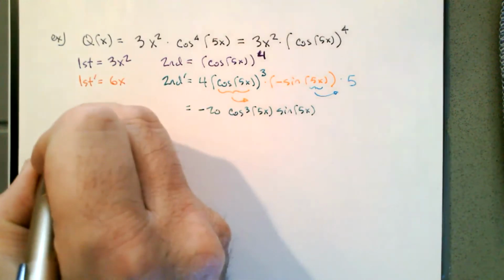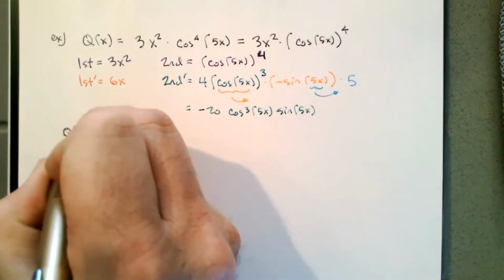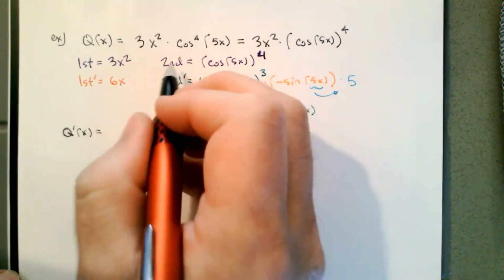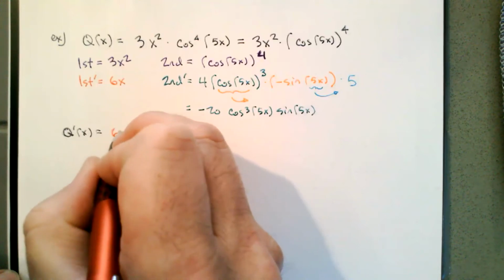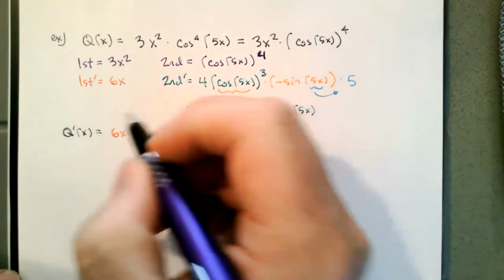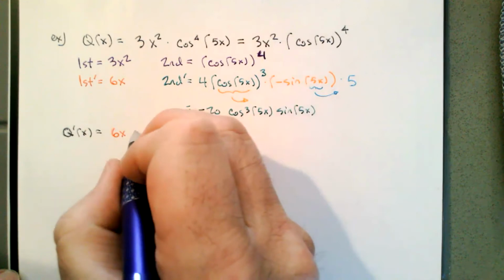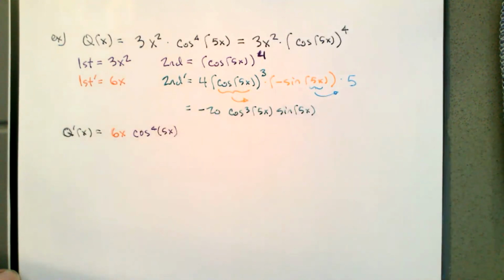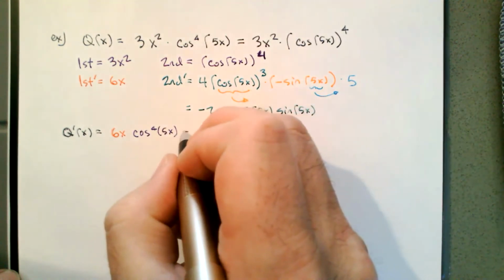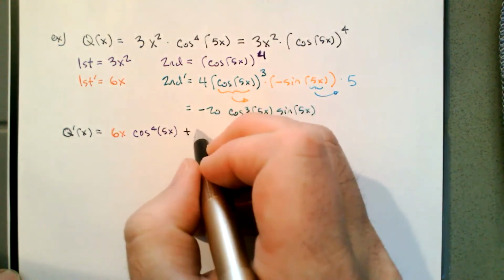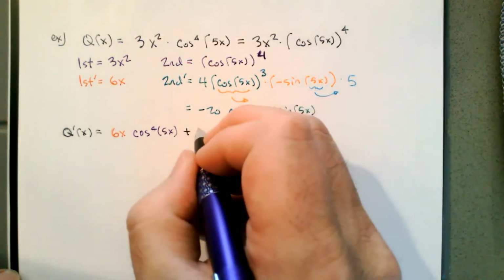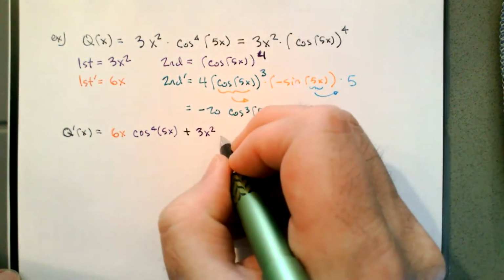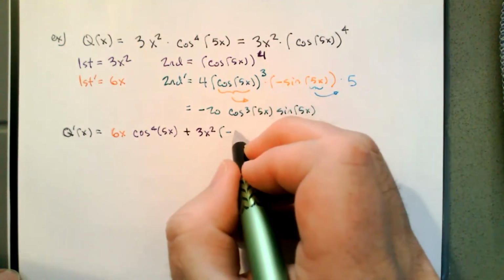I can write q prime with the product rule. The product rule says take the derivative of the first times the second, so 6x times the second, which is cosine to the fourth of 5x, plus the first, 3x squared, times the derivative of the second. The derivative of the second has a negative factor, so I'm going to put it in parentheses.